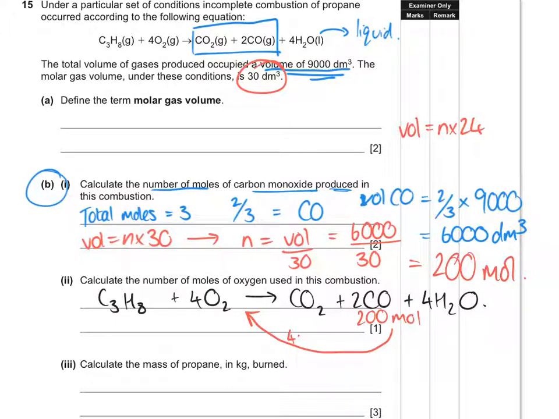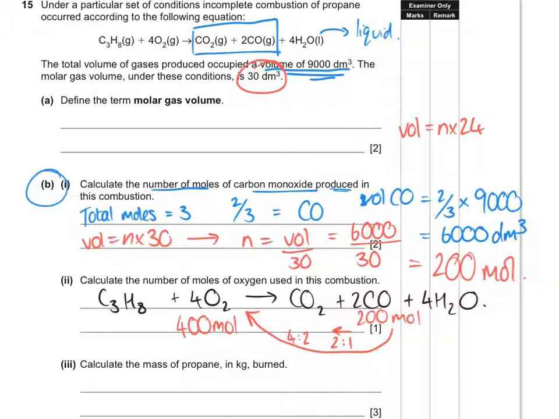I'll just write it so it is underneath the correct part of the equation. Essentially it's a ratio of 1 to 2, but we're working this way. So we need to times our number of moles of carbon monoxide by 2. And that gives us 400 moles of oxygen.